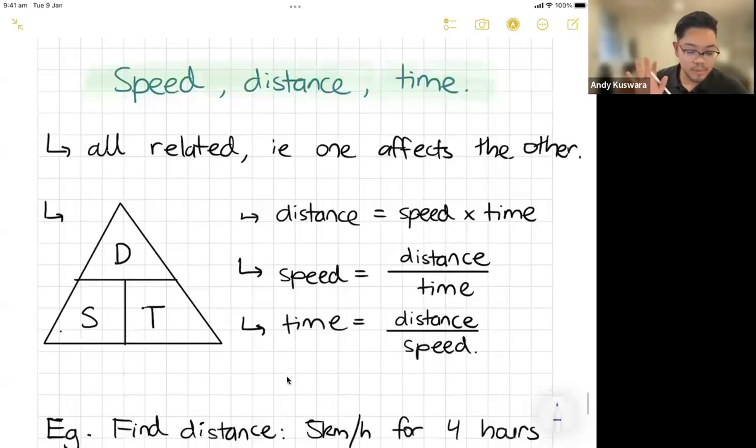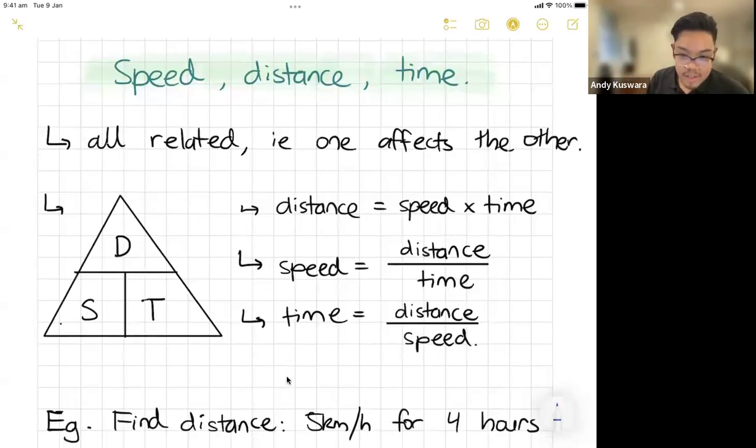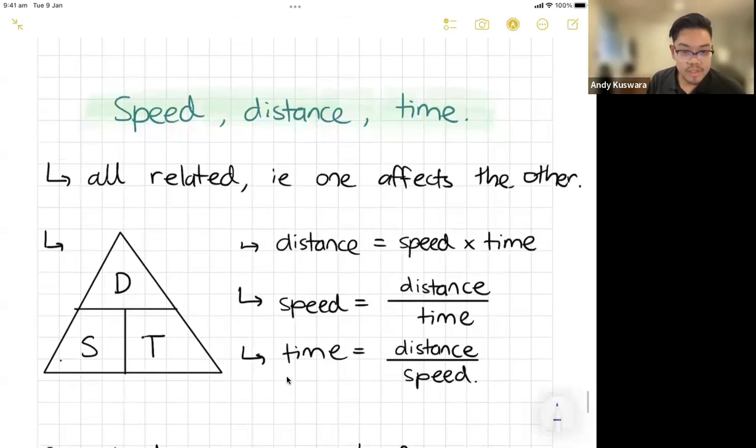We've got speed, distance, and time. Take a little bit of time to copy down this diagram. Then I've got three questions, one asking you to find what distance is, what speed is, what time is. These three are all related. One affects the other.